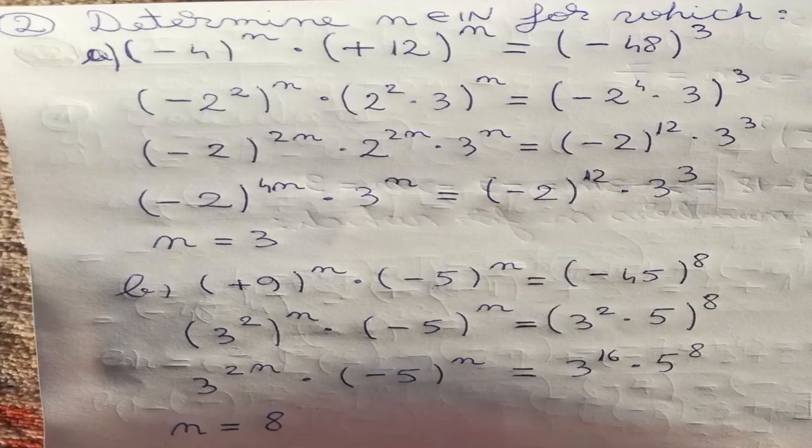From this we can infer that n is equal to 3, because 4n is equal to 12 and n is equal to 3.